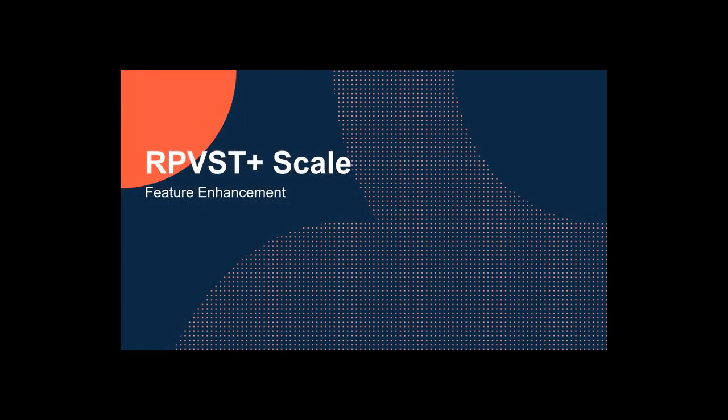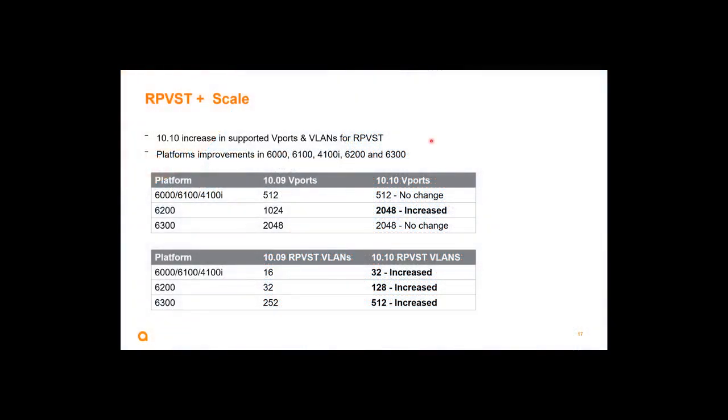RPVST scale feature enhancements. So 10.10 increases the supported number of vPorts and VLANs for rapid per VLAN spanning tree. We've got some improvements for the 6000, 6100, 4100, 6200, and the 6300. In this table, you can see in terms of vPorts what the existing vPort support is for the specific platforms. And for 10.10, for the 6200, we've increased that to 2048 vPorts.